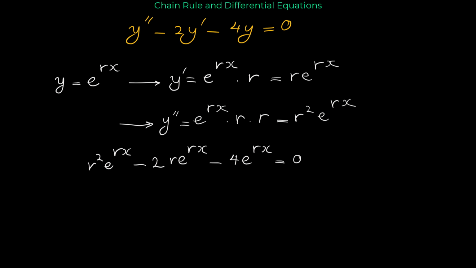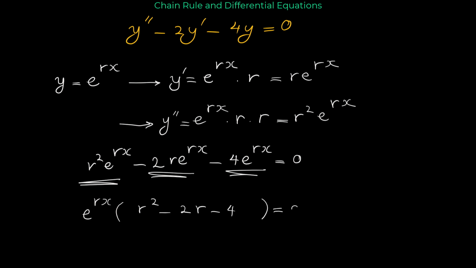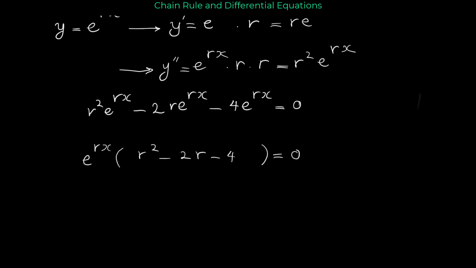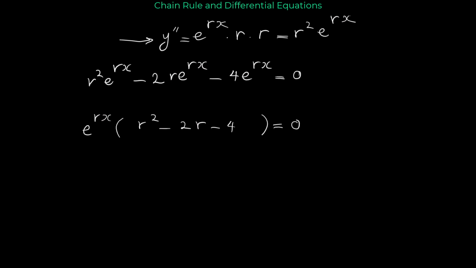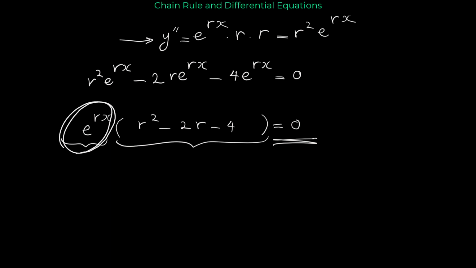If you look at these three terms here, we can see that e to the rx is common between all of them. If we factor e to the rx, we have r to the 2 minus 2r minus 4 equals 0. From this, we can conclude that the first expression should be 0, or the second expression should be 0. But attention, the exponential function e to the rx is never going to be equal to 0.